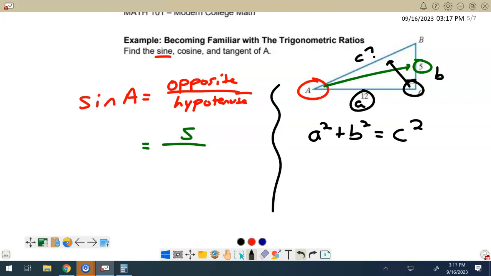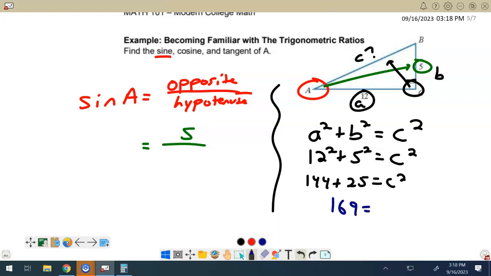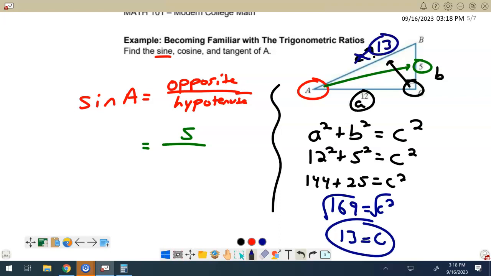It doesn't matter for the Pythagorean theorem which one's A and which one's B. So I'm going to plug in 12 for A, plug in 5 for B, and that way I can find what C is equal to, and that will be my hypotenuse, and then I can answer these questions about sine, cosine, and tangent. All right, so this is going to be 144 plus 25, which is going to be 169. And then when you take the square root of both sides, again, they're being nice here, the square root of 169 is going to be 13. So I have to calculate this hypotenuse from the other two sides, and I calculate it to be 13. And so that's my hypotenuse.